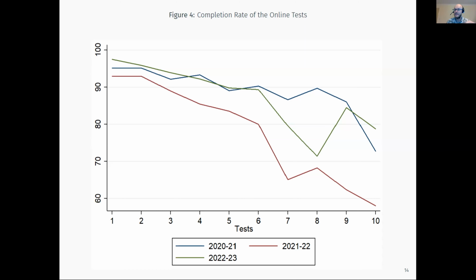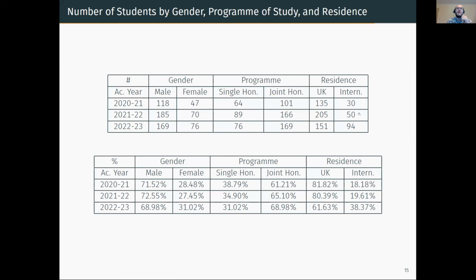So students had an incentive to go and practice the questions that are likely to turn up on the final exam. Now, if you do a split by gender, program, and residence, as Panos already mentioned, predominantly there's a higher proportion of males. We have more joint honours, and residents would have been more UK, as students from other countries had a harder time to travel to the UK because of COVID restrictions.